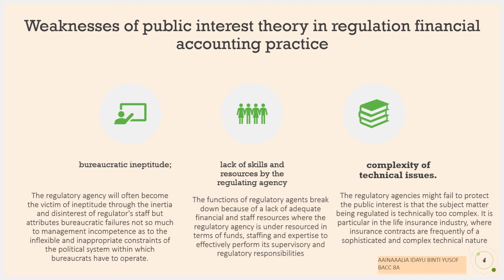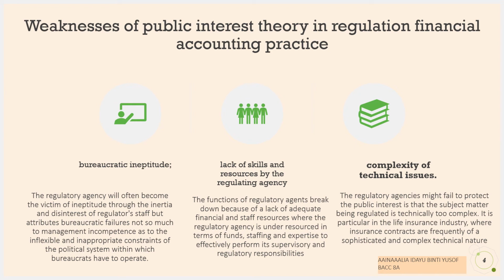Okay, next is the weaknesses of the public interest theory in regulations and financial accounting practice. We have three here. The first one is bureaucratic ineptitude, which is that the regulatory agency will often become the victim of ineptitude through inertia and disinterest of the regulator staff, but attribute bureaucratic failure not so much to management incompetence as to the inflexible and inappropriate constraints of the political system within which the bureaucrats have to operate.